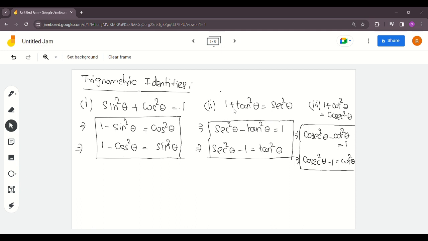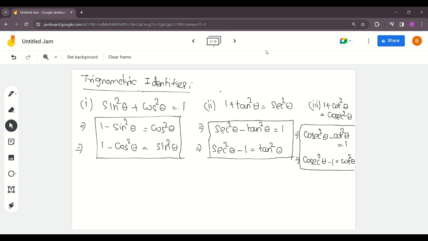And next is 1 plus tan square theta equal to secant square theta. This is the second identity. Using this two can be easily arrived: secant square theta minus tan square theta equal to 1 and secant square theta minus 1 equal to tan square theta. The next identity is 1 plus cot square equal to cosecant square. Using that, these 2 can be arrived easily: cosecant square theta minus cot square theta equal to 1 and cosecant square theta minus 1 equal to cot square theta.